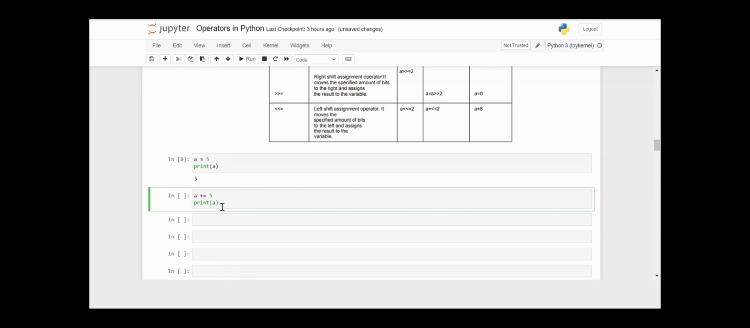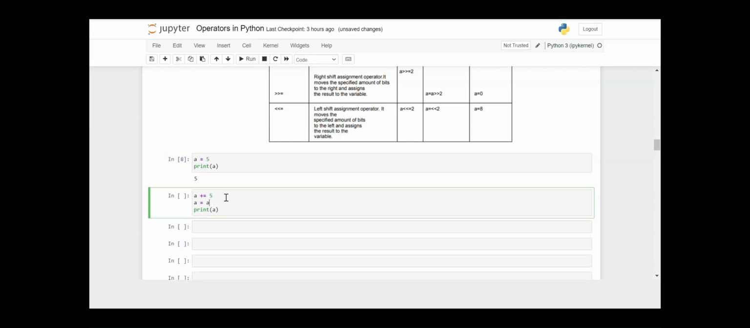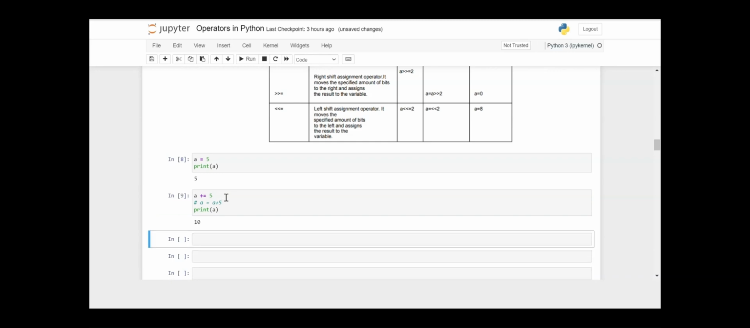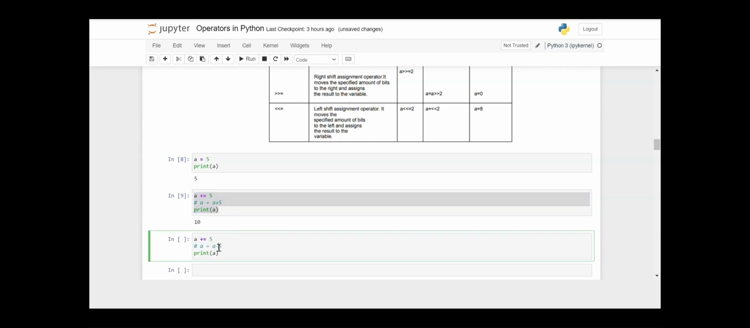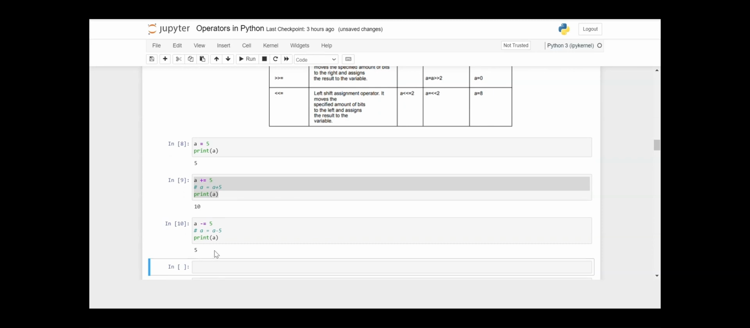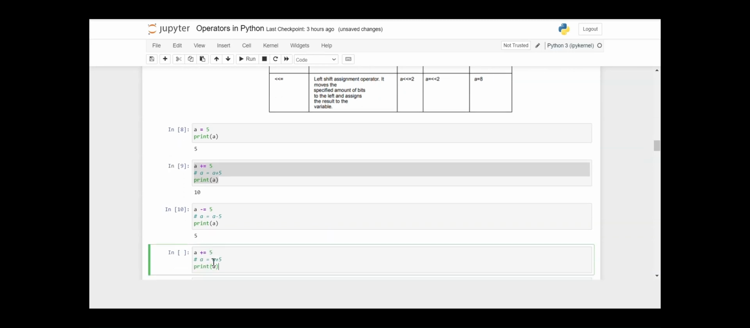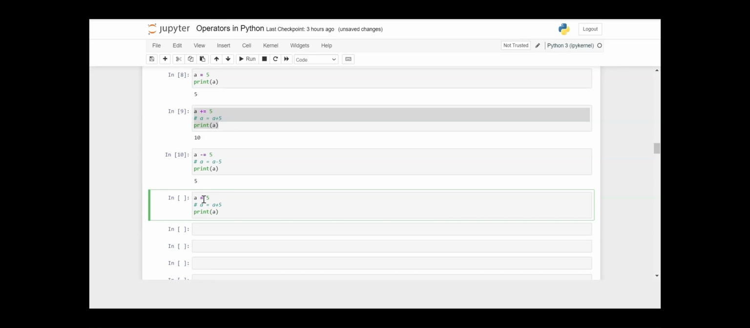It is going to show us 10. Why? Because what it is doing is A plus 5 is equal to A. What this means is A is equal to A plus 5. Got it? That's what it's doing. Every time we use such an operator, it is doing the same thing. I'll show you. If I use minus here, it is going to give me 5. Why? Because it was 10 already, and now we've subtracted 5.